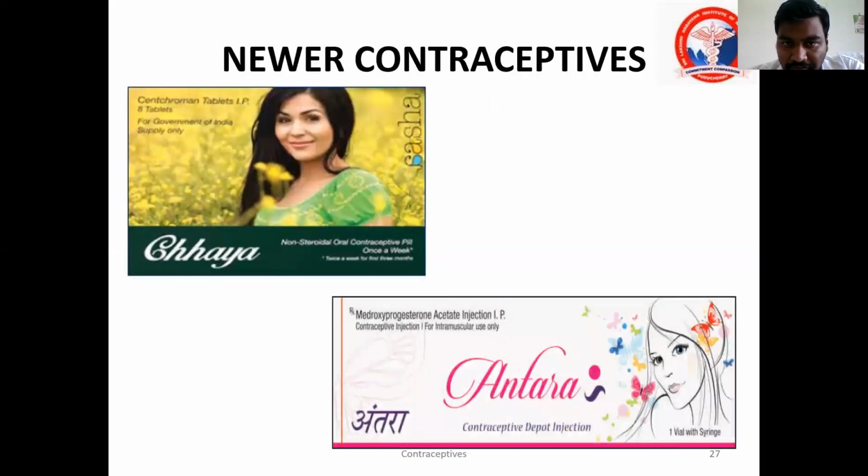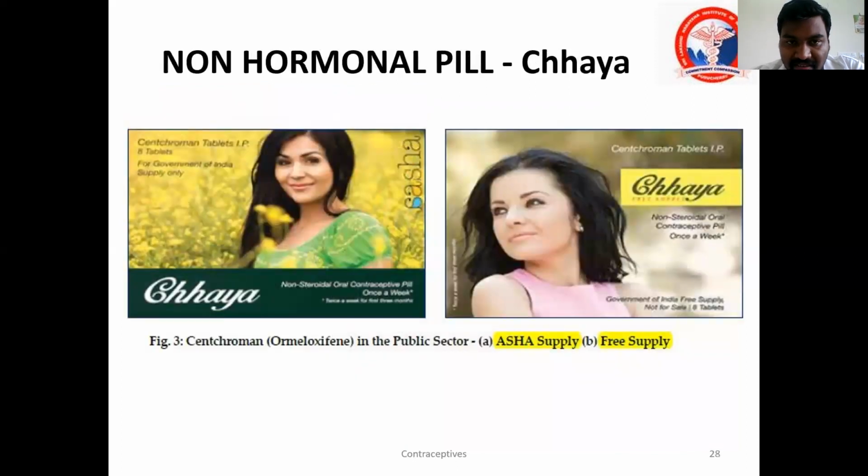Now we come to the fifth device available, the newer contraceptives. Chhaya and Antara are available. Chhaya is nothing but a non-hormonal pill. It has other names: it is an anti-implantation agent, and it is also called a once-in-a-week pill. Chhaya is a trade name. It was discovered at CDRI, Central Drug Research Institute, Lucknow. It is developed in India.